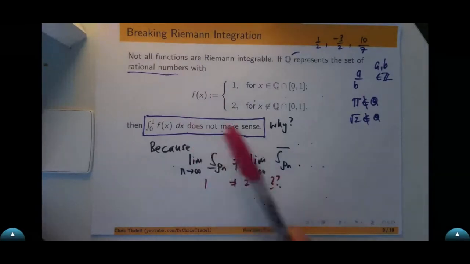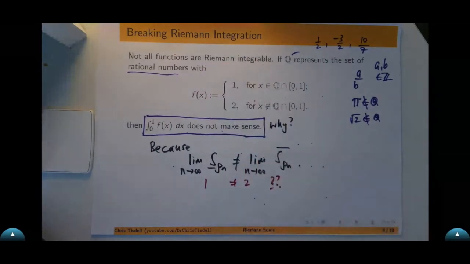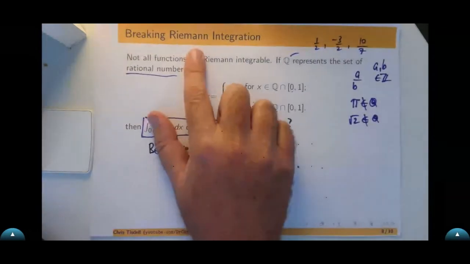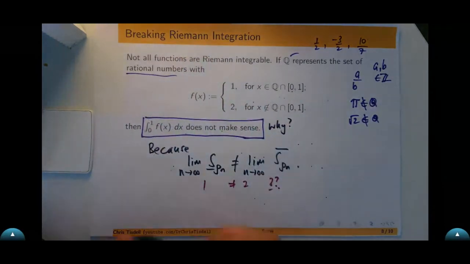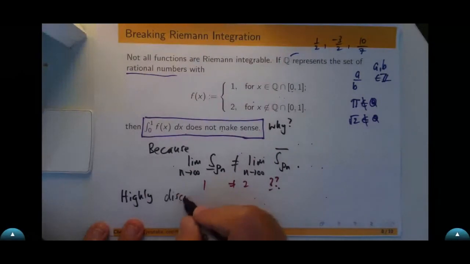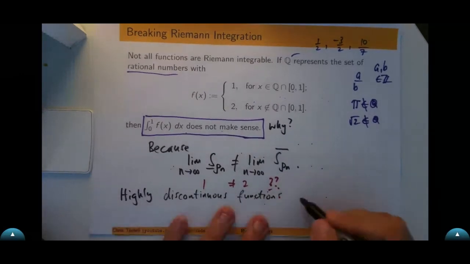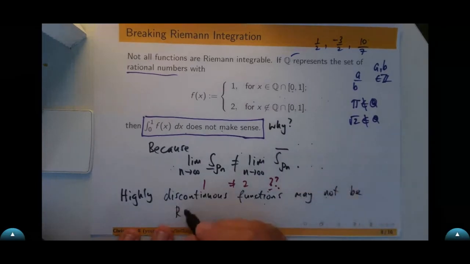So this is a situation where if you wanted to integrate this, you can't actually do it. Now we're breaking the Riemann integration. And the most important thing to know here is that highly discontinuous functions may not be Riemann integrable.